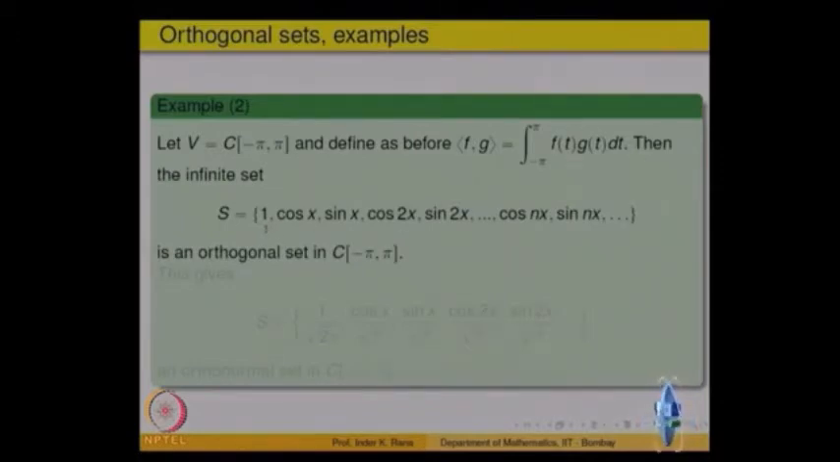So, what is the set I am looking at? The constant function 1, the function cos x with domain minus pi to pi, sin x, cos 2x, sin 2x, and so on, cos nx, sin nx. So, one class of functions is cos nx, n = 1, 2, 3 and so on, and similarly sin nx, and the constant function 1. So, this collection of functions is an orthogonal set with respect to this inner product. Why is that orthogonal?